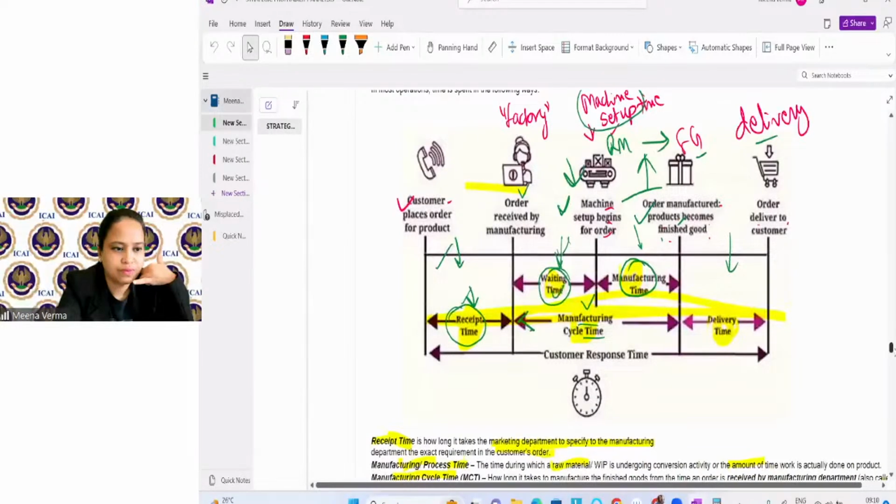Okay, so the total time to receive the order and deliver it to the customer includes all these times: inspection time, process time, wait time, queue time, move time. All of these come under delivery cycle time. So it will be 24, if you add these values, 0.5 plus 2.8 plus 6.